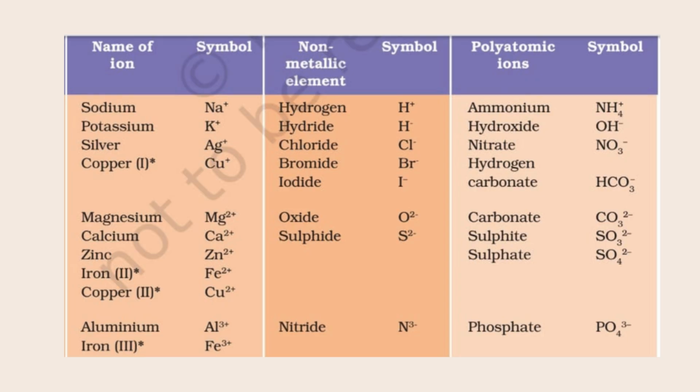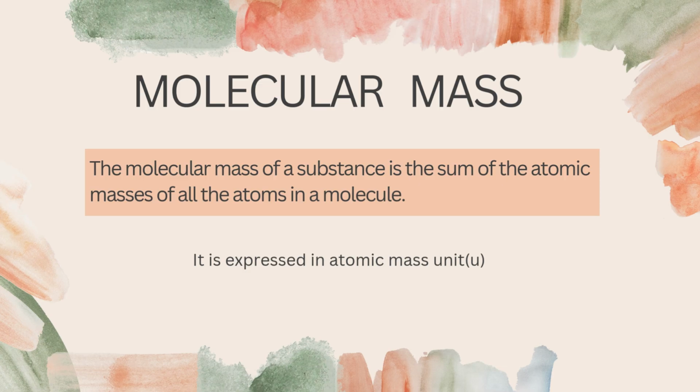Here some ions and their symbols are given. Next one is molecular mass. The molecular mass of a substance is the sum of the atomic masses of all the atoms in a molecule. It is expressed in atomic mass unit.